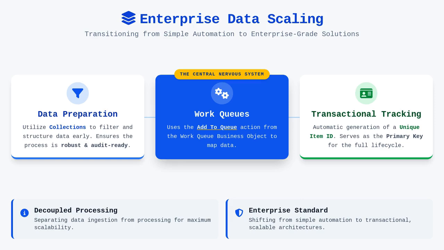To push data into a queue, we rely on the internal work queue business object, specifically the add to queue action. This action takes a collection that you have filtered or prepared in your process and maps it into the queue structure, where Blue Prism automatically generates a unique item ID for every row. This identifier becomes the primary key for tracking the lifecycle of that specific transaction throughout its journey in the environment. By utilizing collections early in your workflow, you ensure that the data is structured correctly before it ever touches the queue, which is a fundamental pattern for keeping your processes robust and audit-ready.